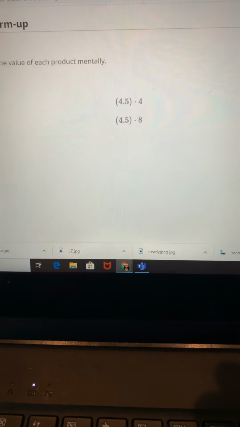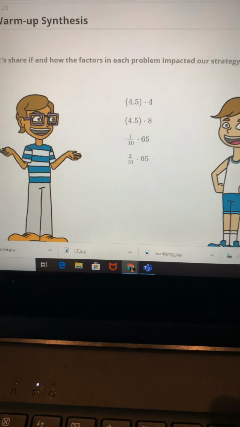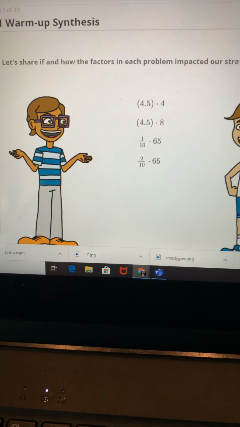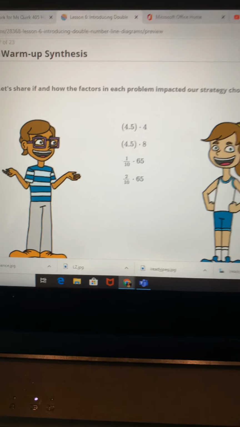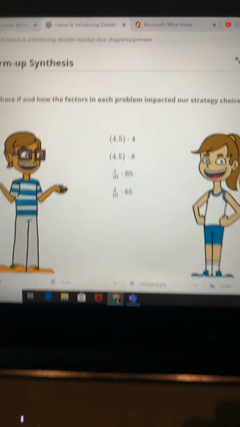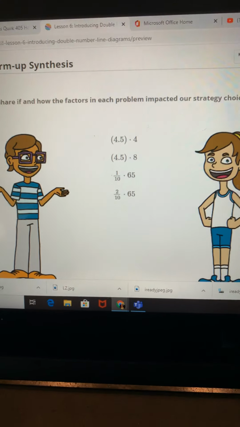And there are 4 different answers I'm looking for. So you're going to write them on one thing. Again, you're not going to share it with anybody, but you're going to share it with me. So it's some multiplication of decimals and fractions.